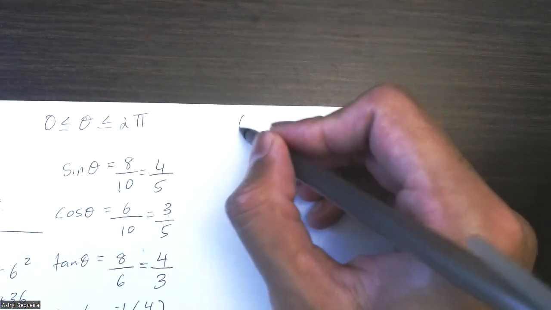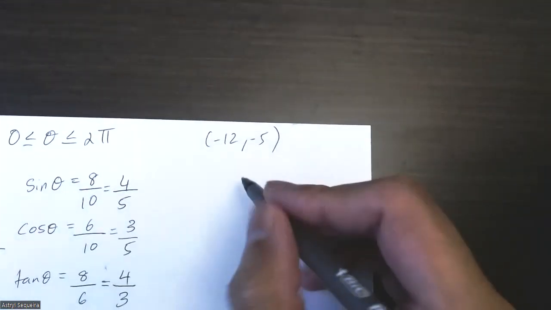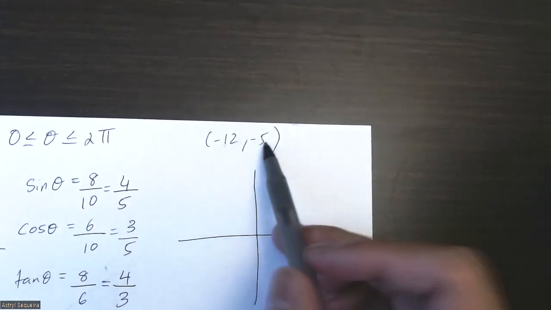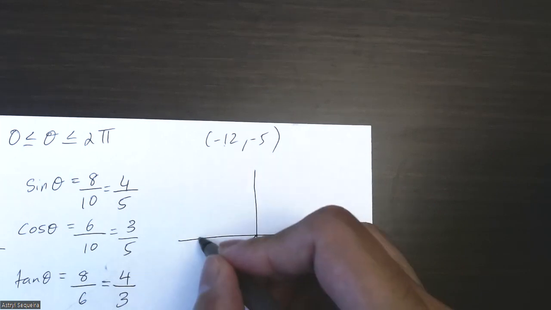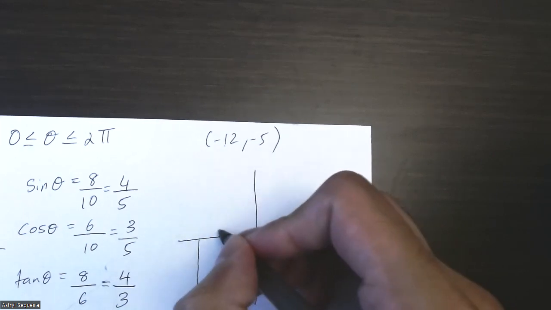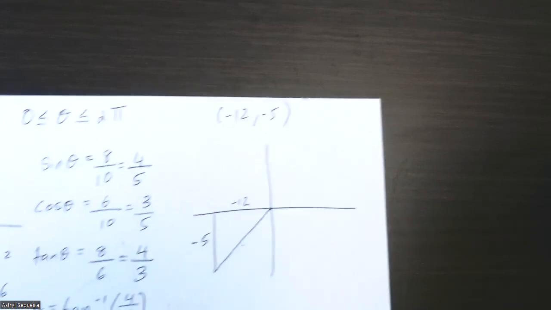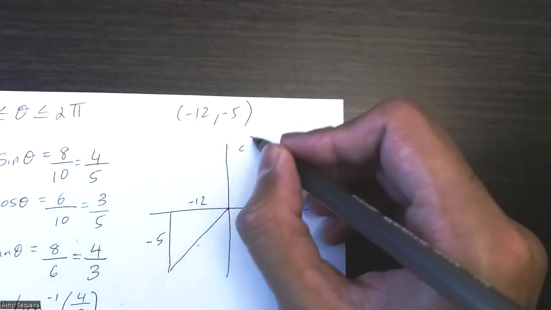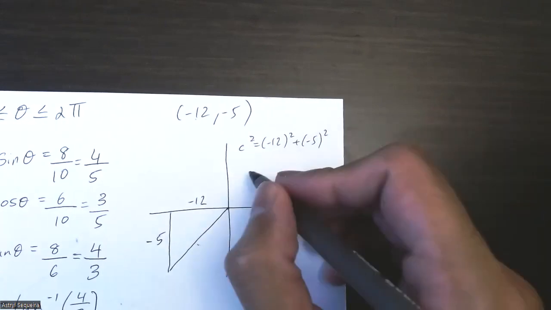Let's go to our second example. The point is -12 and -5. So again, I'm going to start by just sketching this out. -12 and -5 is in quadrant 3 because two negatives. My x value is -12, my y value is -5. I'll do Pythagorean theorem again to figure out my hypotenuse. So c squared equals -12 squared plus -5 squared.